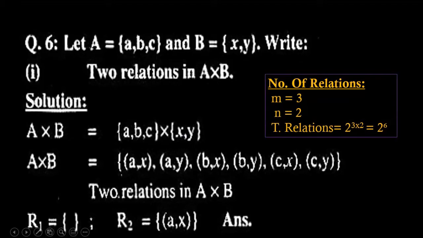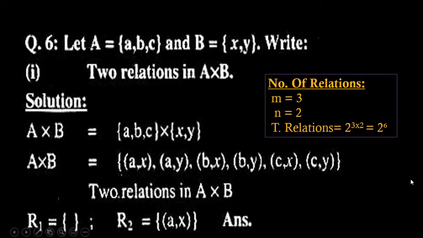If there have been more relations you have to find, there are only two relations in the question. But if the question would have been to find more relations, you could write the third relation as bx, fourth as by, fifth as cx, and so on. And the total number of elements is mn. So mn is 2 multiplied by 3, which is 6. 6 is the number of ordered pairs in the relation, and 2 raised to the power 6 is the total number of relations which we can make through these sets.